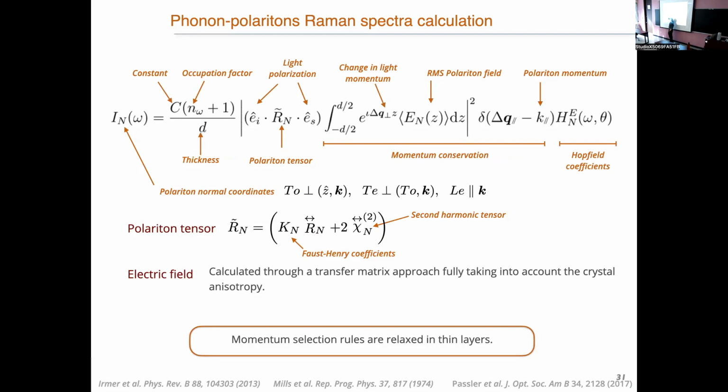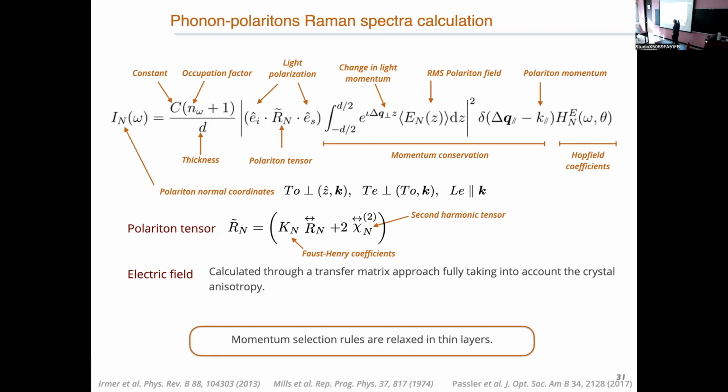Now, in the case of the polariton, the Raman tensor has two components. The change in polarizability, which is due to the phonon, is modulating the permittivity. But we also have a second term. The polariton has an electric field, and this electric field will also modulate the polarizability of the material. This tensor here corresponds to the second harmonic tensor of the material. So basically, doing Raman spectroscopy on a phonon polariton is akin to a nonlinear interaction between the polariton and the laser light that's being launched.